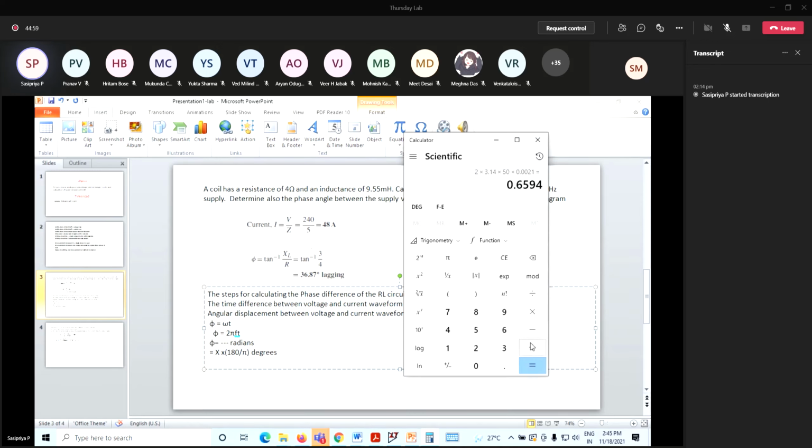Now when I want to know the phase difference in degrees, I can convert it by multiplying, because pi corresponds to 180 degrees. So for pi radians this much, for 180 degrees, how much is it? Just by using this conversion, I can calculate the phase difference in degrees: divided by 3.1. Now I have my phase angle difference in degrees, that is 37.8 degrees. This way I can calculate the phase difference.